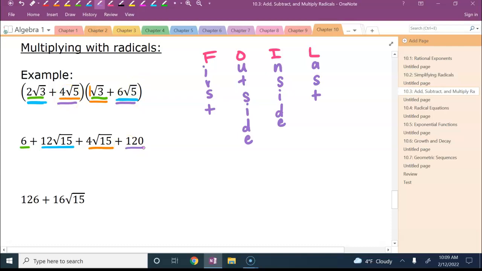The last thing that they did here is they combined like terms. So they saw the 6 and the 120 to get us 126. And then the 12 square root of 15 and the 4 square root of 15 together would be 16 square root of 15. And then again, you would want to see if there's any reducing you could do. But 15 is not going to have any groups of 2 in it because the only prime numbers that are in there are 3 and 5. So you're not able to do that with this one.